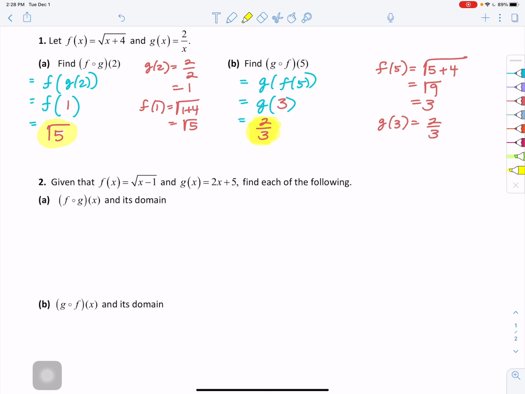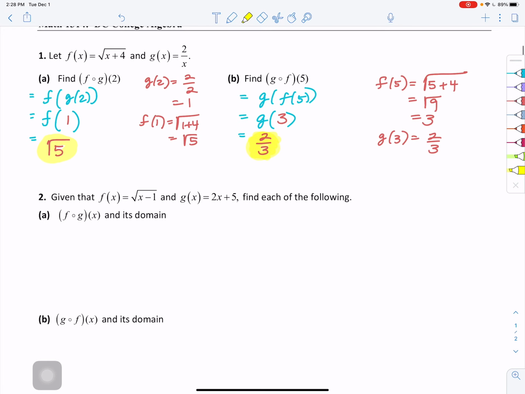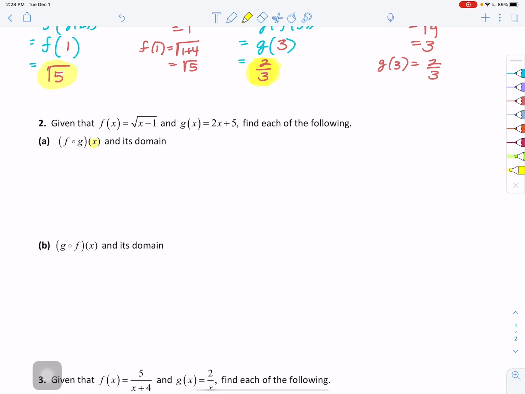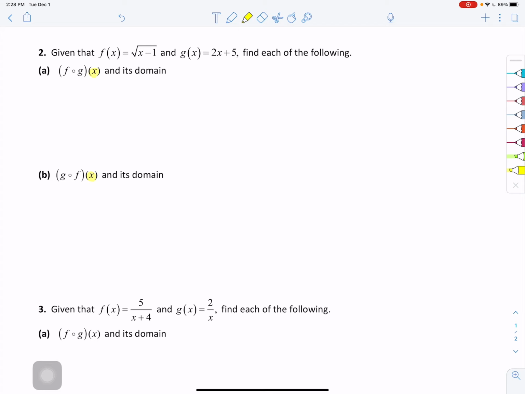Okay, let's go to number 2. Now notice the difference. We actually got numbers or values in number 1 because we were composing functions evaluated at x equal to 2, x equal to 5, at different numbers. Now we are composing with x, and here we will get formulas.